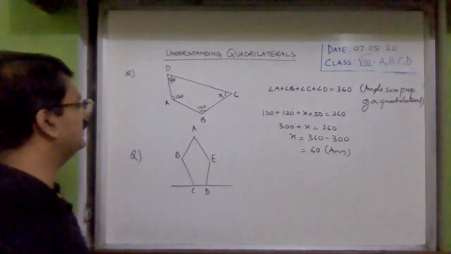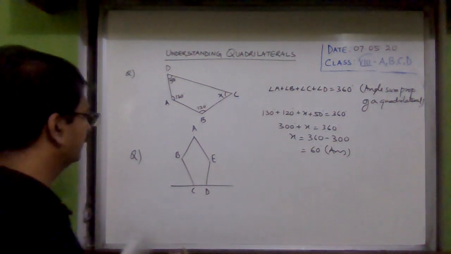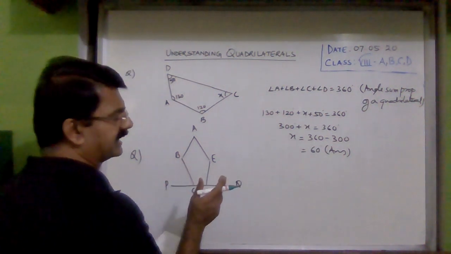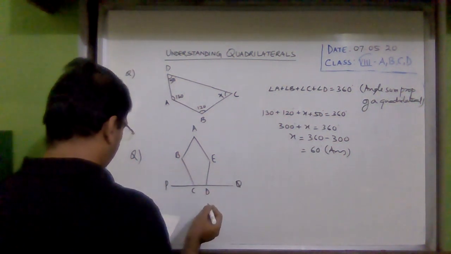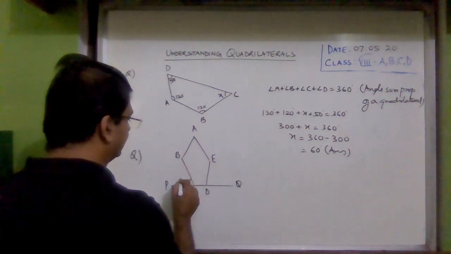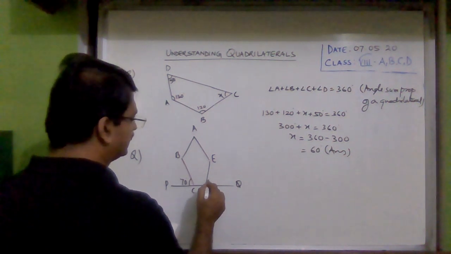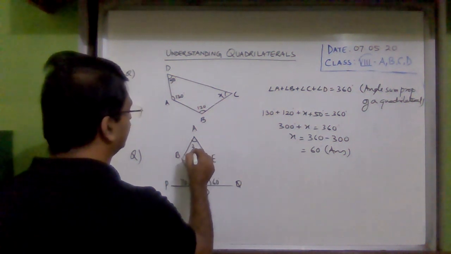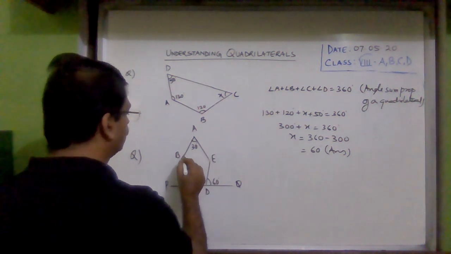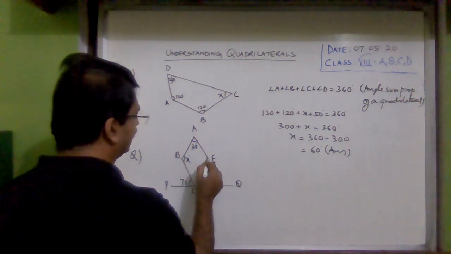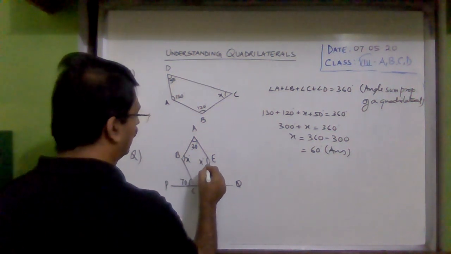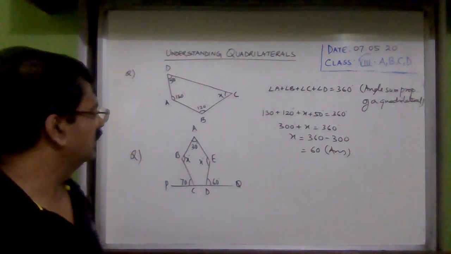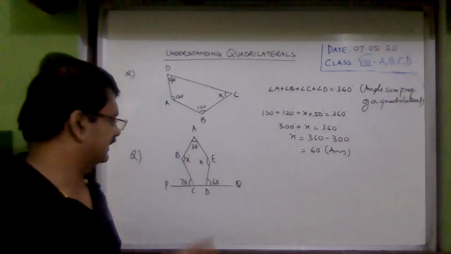You can see ABCD is a pentagon here, and the line CD is extended on both sides. This angle is given 70 degrees, this angle is given 60 degrees, this angle is given 30 degrees, and both angle B and E are X degrees. And once again you have to find the value of X.